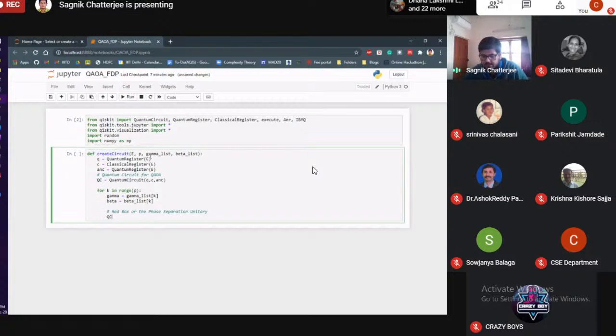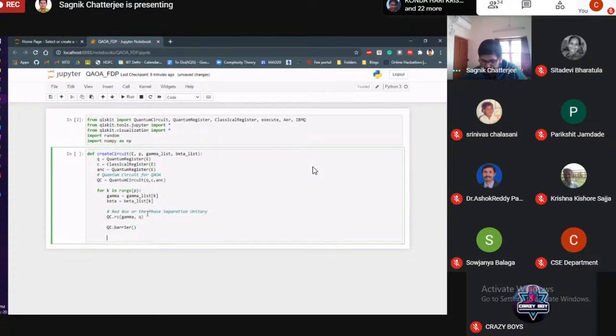So QC dot RZ. RZ is a Z rotation gate, gamma, Q. What this does is apply the Z rotation gate to the qth qubit, to all the qubits in our circuit with the gamma operator. Now we are done with this. Just to make the circuit diagram a little bit better, when we draw it, I'll put in a barrier over here. It will look nice.